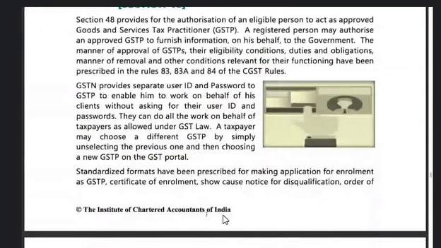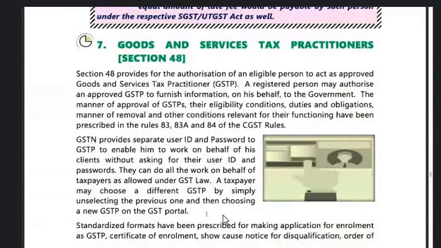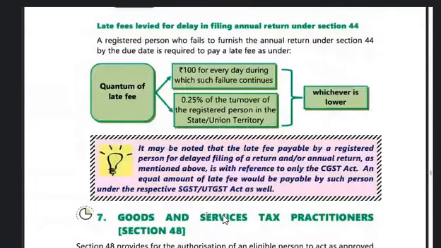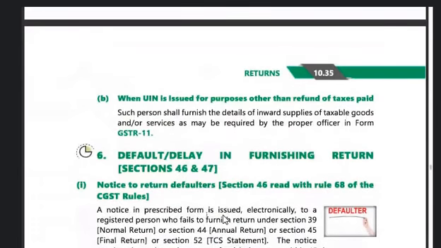So the last part is the goods and service tax practitioner. Okay, we have missed out the interest and late fee.